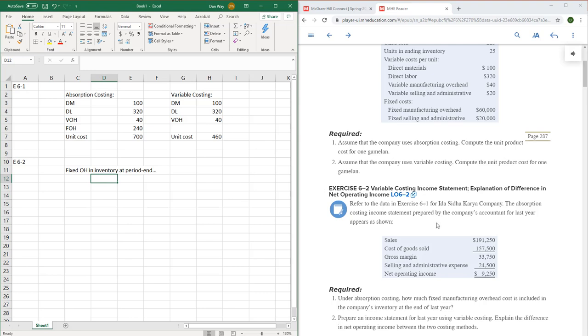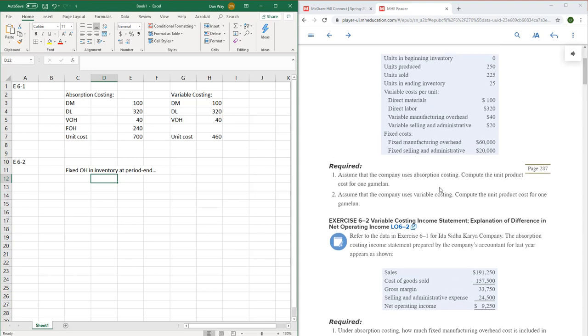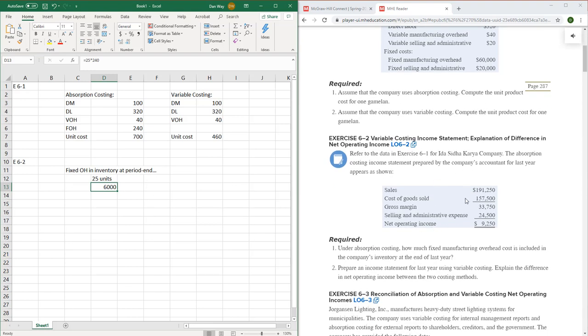In order to come up with a number there, we have to know how much fixed overhead is assigned per unit on average, as well as how many units are in ending inventory. If we look back up here, we know that 250 units were produced, 225 were sold, and ending inventory then was 25 units. Those 25 units had $240 in fixed overhead costs assigned to them per unit. So 25 times 240 means we've got $6,000 in fixed overhead costs sitting in inventory at period end under absorption costing.